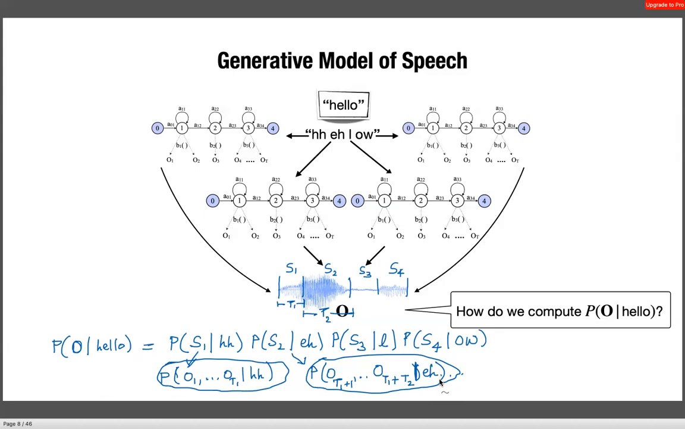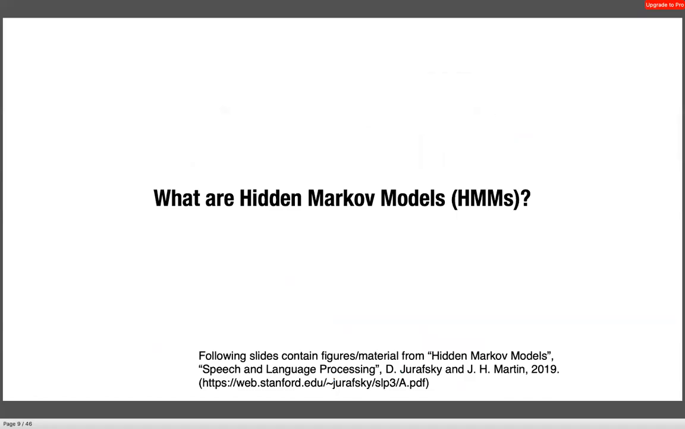So let's now jump into it. What are hidden Markov models? A lot of the figures and the notation I'm borrowing from the chapter on hidden Markov models from one of the reference books that I have posted on Moodle. This is Speech and Language Processing by Dan Jurafsky and James Martin. This draft is available free online, so you can refer to this particular chapter.